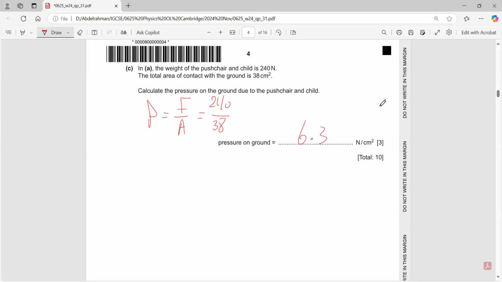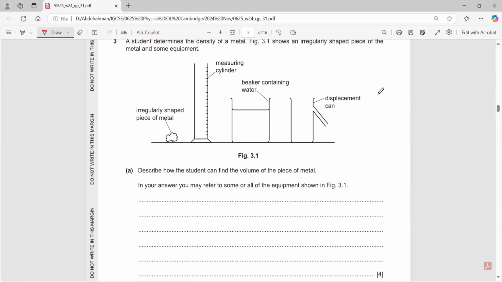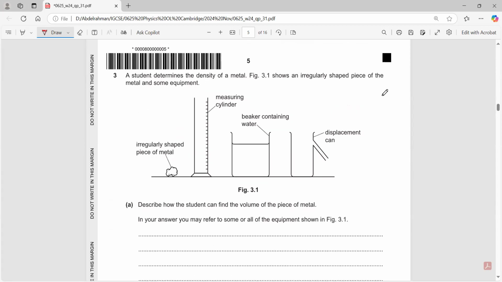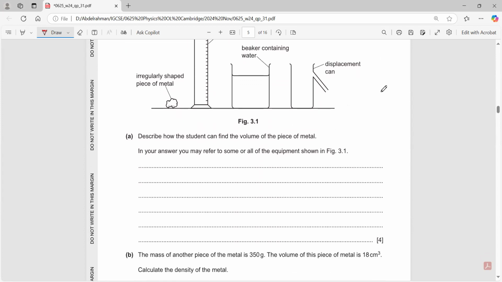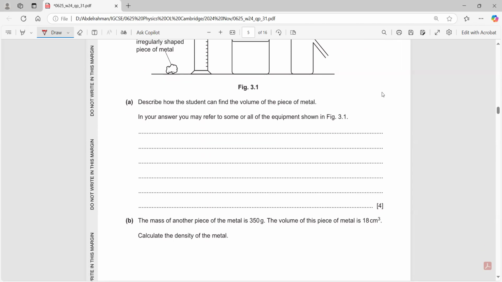A student determines the density of a metal. Okay. We have an irregularly shaped piece of metal. Describe how the student can find the volume of the metal. We just need to write down the steps for finding the volume of the metal. Okay, we've done this before several times. How should we find the volume of the metal?